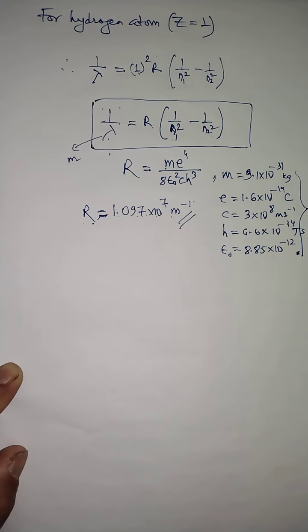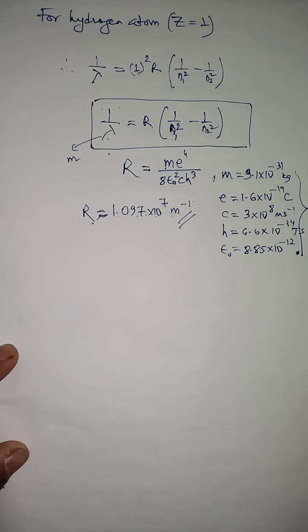Okay. Now we have derived the expression of frequency and the wavelength of emitted radiation. Now in the next YouTube video, we will continue with the expression of energy of an electron in any of the orbits in terms of the Rydberg constant also.